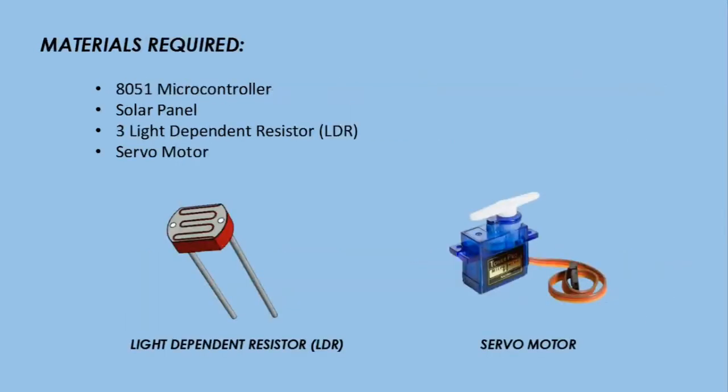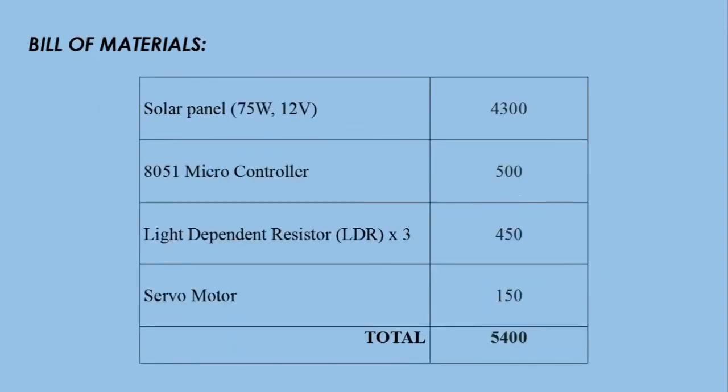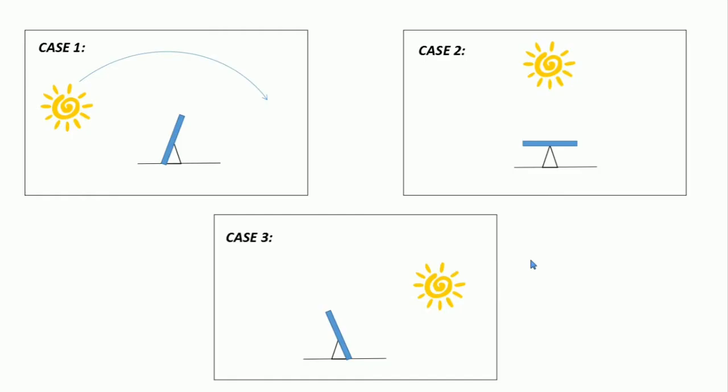The materials required for this mini project are an 8051 microcontroller, a solar panel, 3 LDRs, that is light dependent resistors, and a servo motor. The bill of materials and the total cost for this project is about 5400 rupees. And now let's get into the working of our topic.